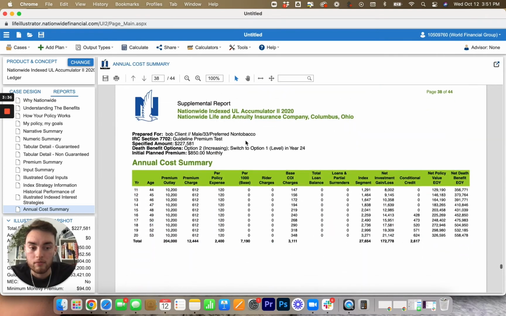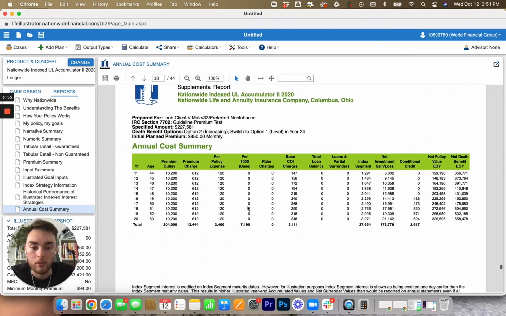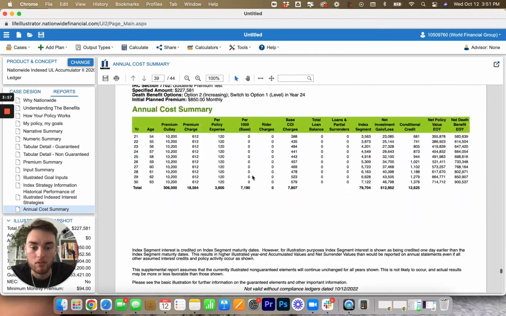Then, if we look here, per policy expense, this is just a flat fee of $120 to have an IUL every single year. That's very, very self-explanatory. Here is the per 1,000 base. This is only for the first 10 years. You'll notice that throughout the rest of the life of the policy, these are all zeros.